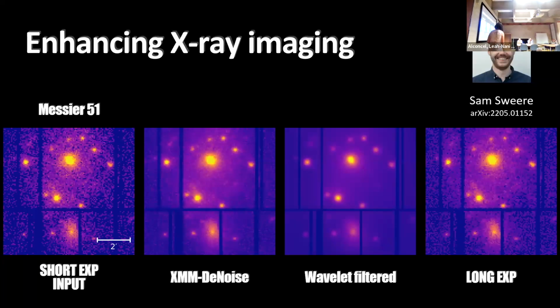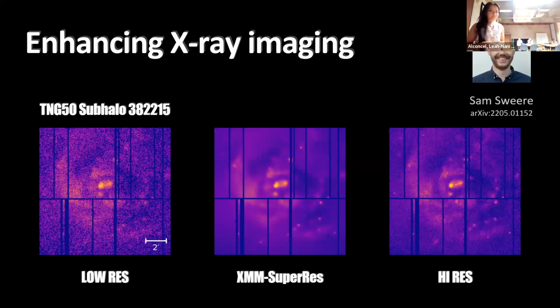Similarly, Sam Sweere did a similar thing with short exposure images, trying to reproduce long exposure images, but this time in X-ray telescopes. X-rays is a bit more challenging because they're Poisson-based, so we're getting much fewer photons on our detector, but it is possible to do. And in this case as well, we're looking at denoising images. We can figure out points of interest that we can go back to with other telescopes for further analysis if we want to follow up on that.